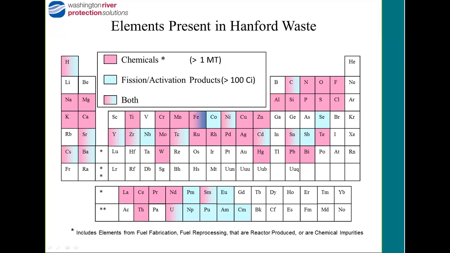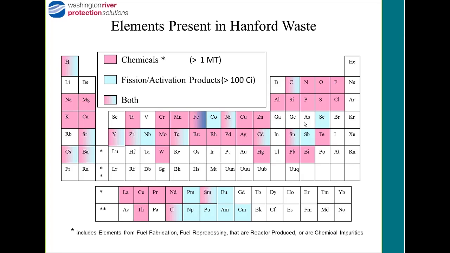What elements do we have in the waste? This is the Hanford periodic table. Everything that's sort of pink there is a chemical used in one of the processing facilities, and we have more than 1 metric ton of it. Anything that I want to call a light bluish, pastel color, those are fission products that were created in the reactors. And we have over 100 curies. A curie is a measure of radioactivity, and 100 curies is a lot. And if it has both colors on it, that means that that element fit into both of those categories.